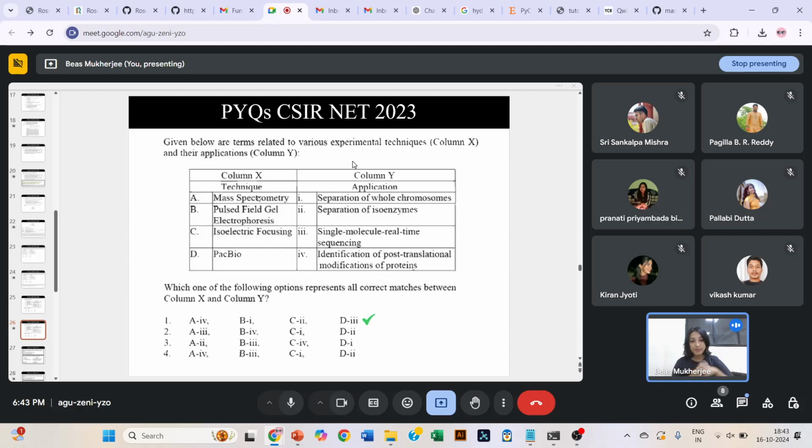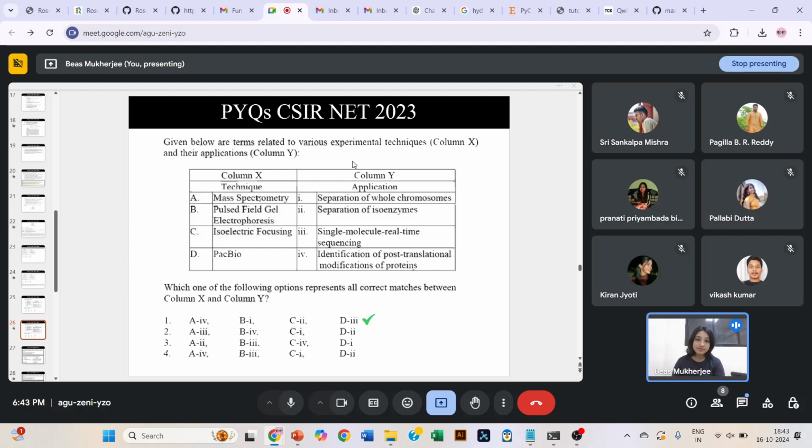SMRT goes with PYQ. And you have isoelectric focusing. If you remember 2D gel electrophoresis, the first step is isoelectric focusing. The second step is SDS-PAGE. Isoelectric focusing means all the proteins with the same PI will come and precipitate at a specific point.